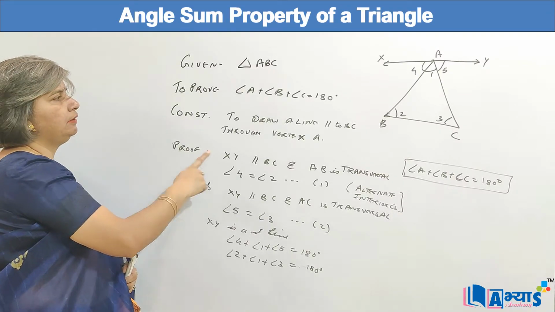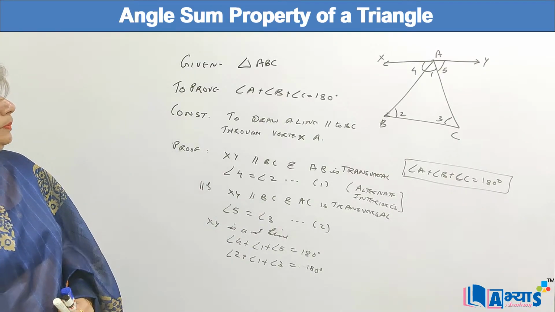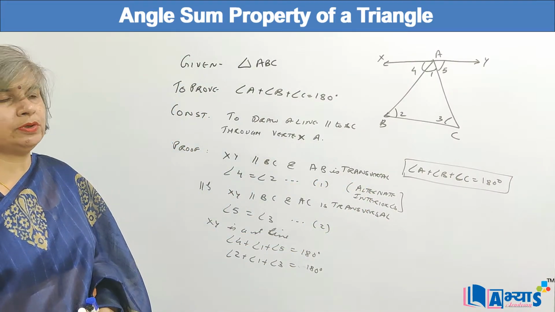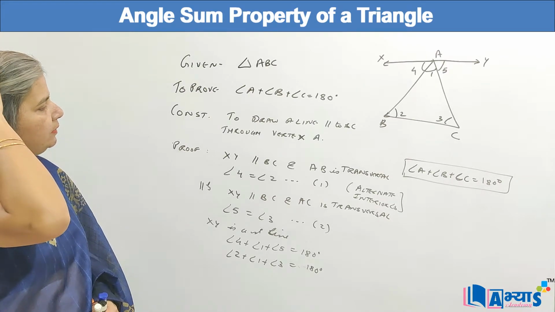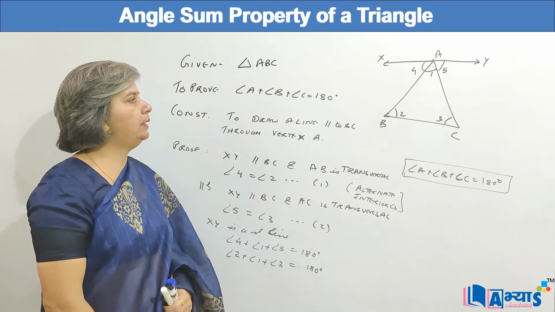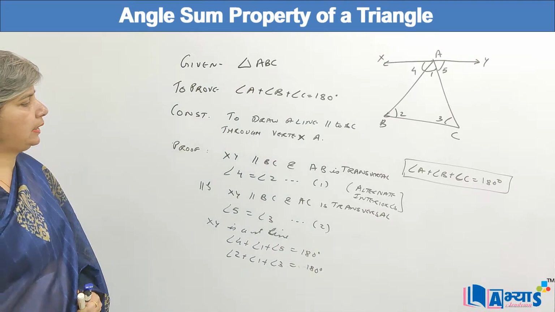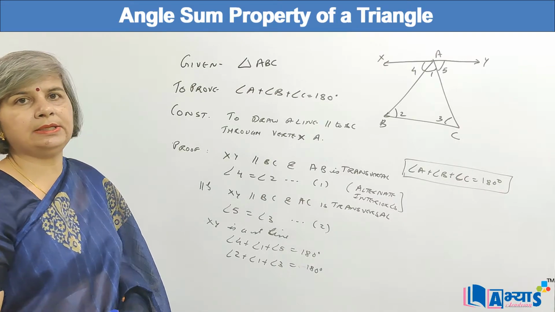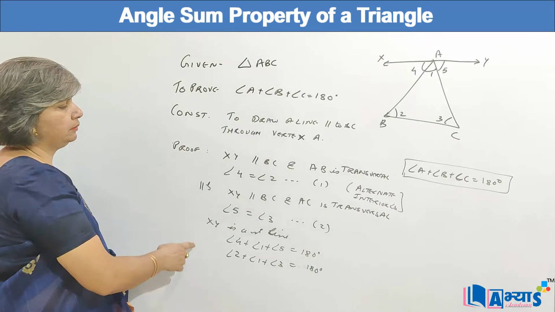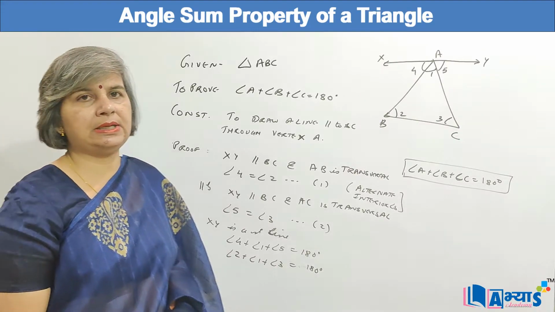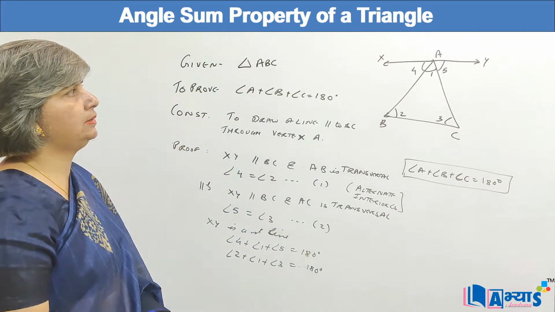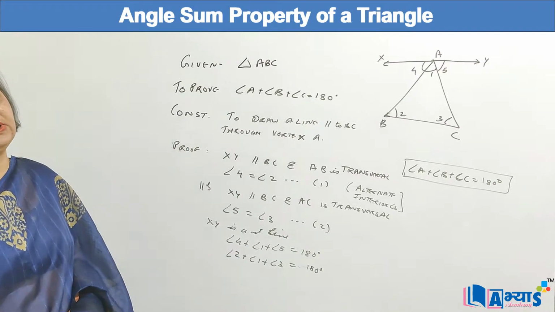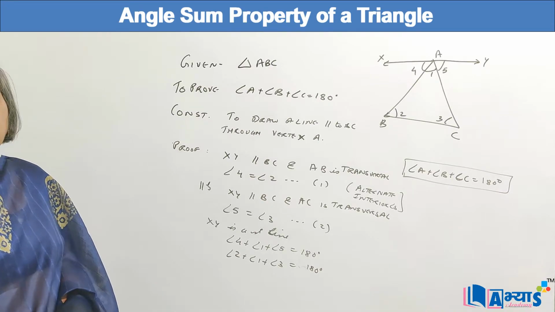The proof is: as XY is parallel to BC and AB is the transversal, we can say that angle 4 is equal to angle 2 because they are alternate interior angles. Similarly, if XY is parallel to BC and AC is the transversal, then angle 3 is equal to angle 5. Again the concept is the same, that is, alternate interior angles are equal. Now we will take the angles on a straight line XY. XY is a straight line, so angle 4 plus 1 plus 5 will be 180 degrees, because the sum of angles on a straight line is 180 degrees.